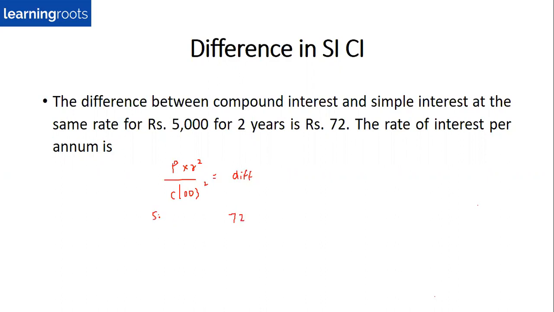Your principal is 5,000. R is something that we need to find. And then you have 100 square in the denominator. So that is 100 into 100. So if I solve this, I can simply cancel this. So 50, this will be 2. So R square will be 144, and hence R will be 12. So that's how we'll get 12 as the rate of interest.